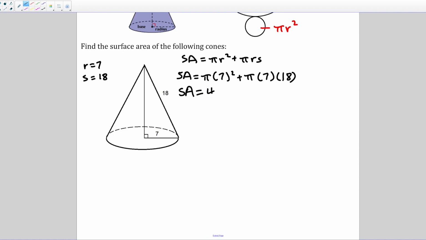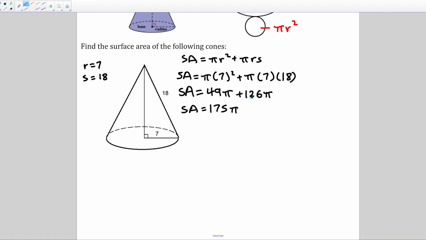But as you guys might already guess, I like to simplify things a little bit more before I reach for my calculator. So I've got 7 squared here, which is 49, so 49 pi. And then I have my 7 times 18, which is 126. So 126 pi is what I have. I'm going to add together my two coefficients. So I got 49 plus 126 gives me 175 pi.